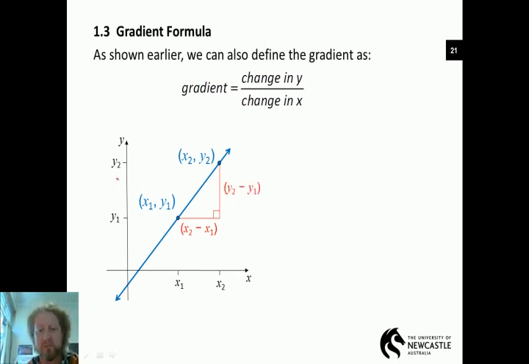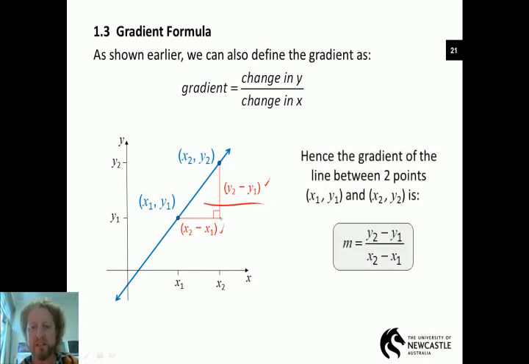So they're my sides. So all I've got to do is say, look, the change in y is this over the change in x, which is this. It's that thing over that thing. So there's that formula. The gradient can also be called y2 minus y1 over x2 minus x1.